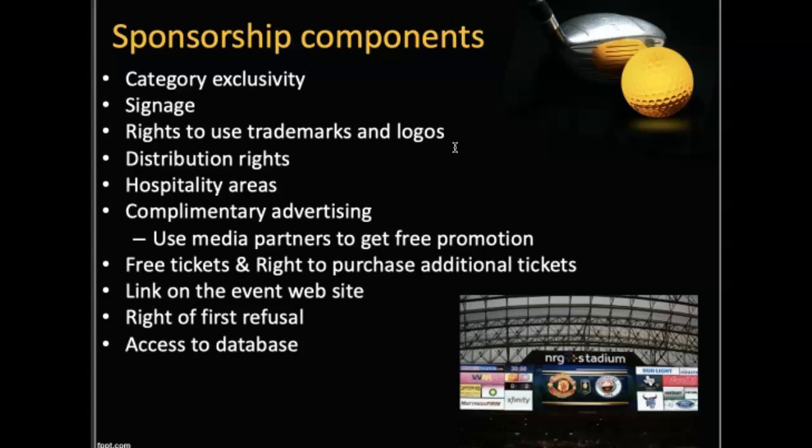Otherwise, as the event organizer, we are not able to talk to their rivals first while they are still under contract. And the last one is access to the database. For instance, we know we are going to have around 20,000 people coming to this event this year, so we have their information, and we can share this database with them. Those are the sponsorship components that we can include in our proposal to make it very appealing.